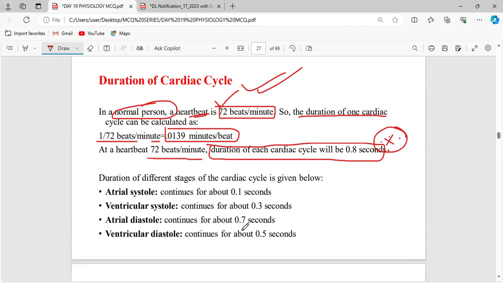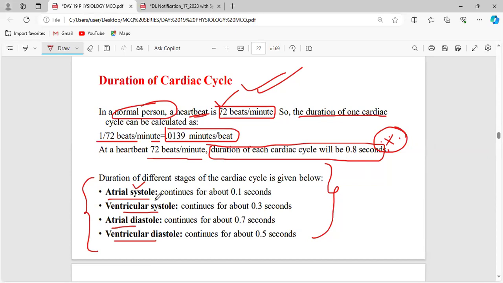Now, we have different stages: atrial systole, ventricular systole, and diastole. The word systole always refers to contraction and diastole refers to relaxation. In atrial systole, the atrium is getting contracted. In ventricular systole, the ventricles are getting contracted. In atrial diastole, the atrium will be getting relaxed, and in ventricular diastole, the ventricle is getting relaxed. For each phase, we have certain times.